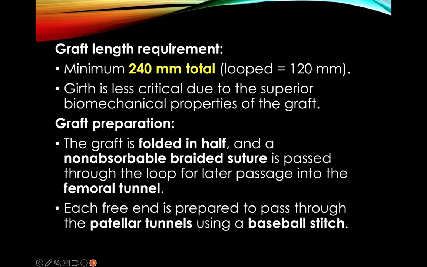So the graft is folded in half, and you put a non-absorbable braided suture, and then each free end is passed through the patellar tunnels to form a baseball stitch.